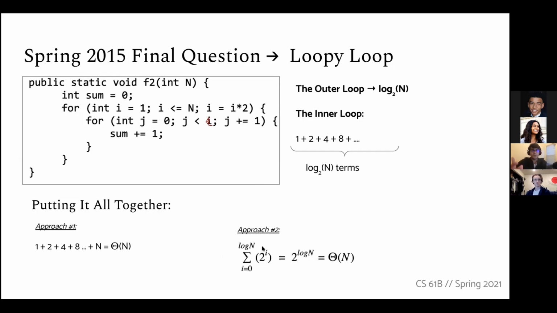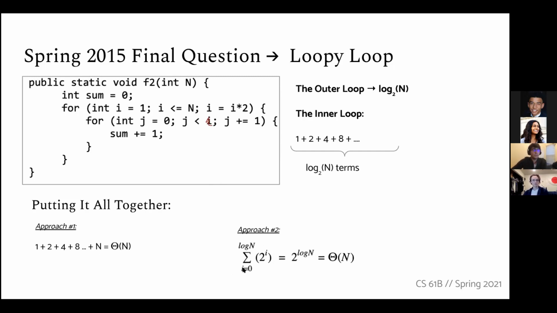Approach number two, if you are the type of person who does prefer the mathematical approach, you can also think of it like this. Basically, on a given value of i, the inner loop is going to run 2 to the i times, right? Technically it starts at i equals 1, but just because j is starting at 0, it basically converges to this sum because of the minor difference there. But generally, this is the pattern it's going to take.